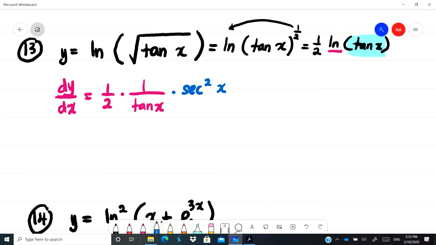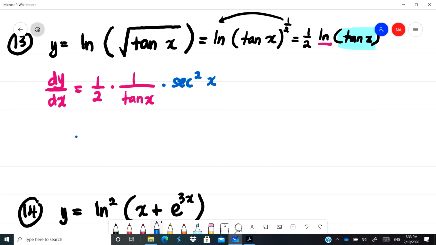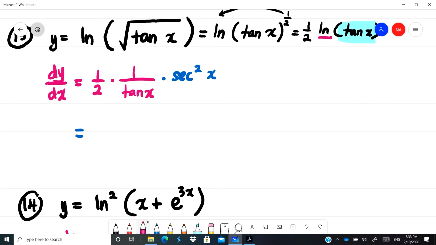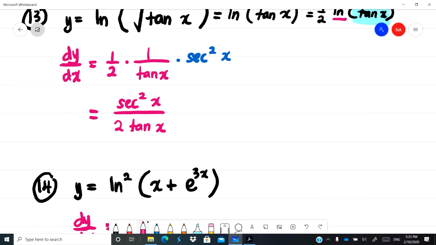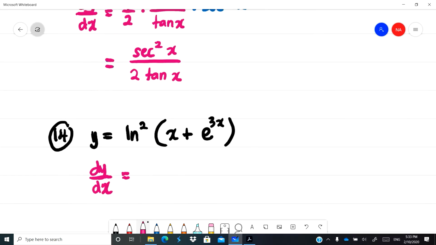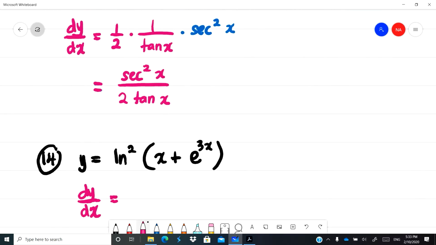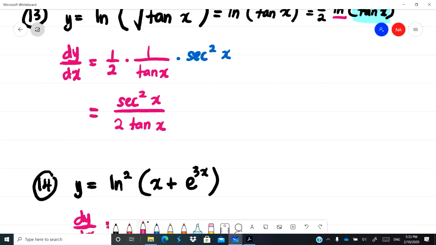So your final answer can be simplified as secant square of x over 2 tangent x. So I guess you can leave your answer like this. Maybe you can simplify this, but try to figure it out yourself.